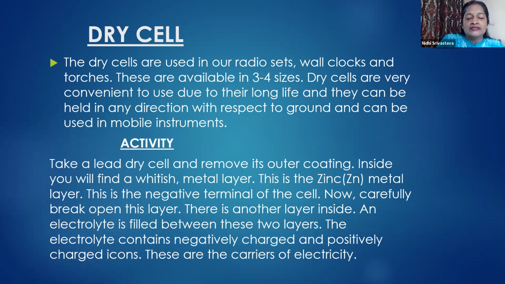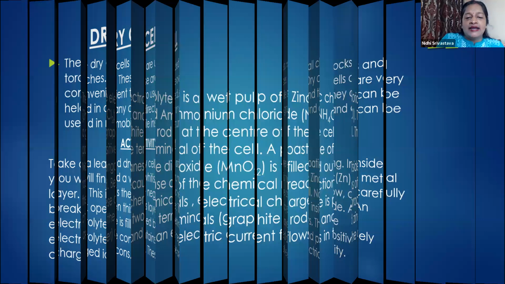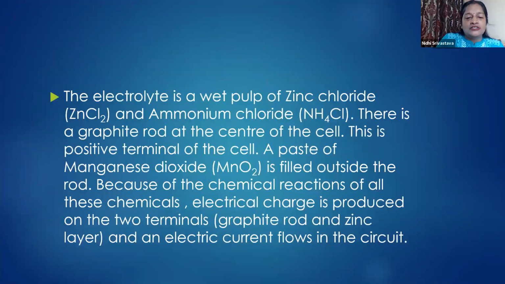The electrolyte contains negatively charged and positively charged ions. These are the carriers of electricity. The electrolyte is a wet pulp of zinc chloride and ammonium chloride. There is a graphite rod at the center of the cell. This is the positive terminal of the cell. A paste of manganese dioxide is filled outside the rod.